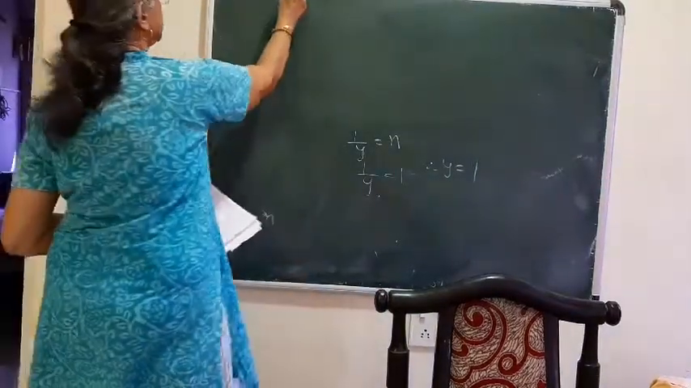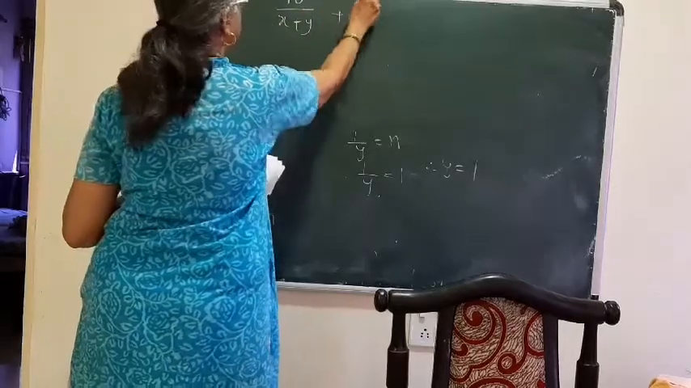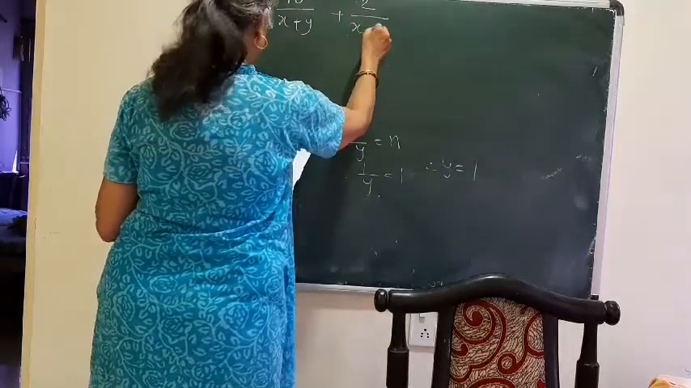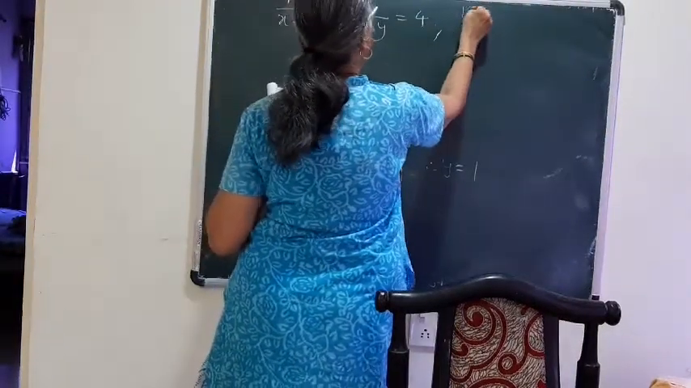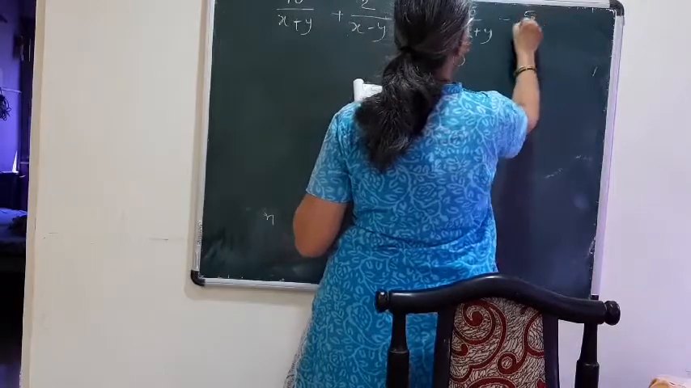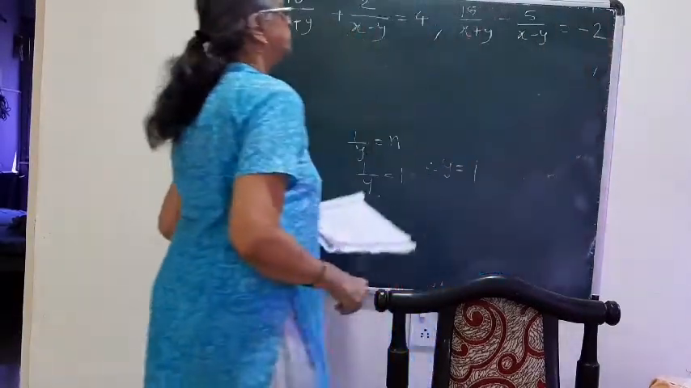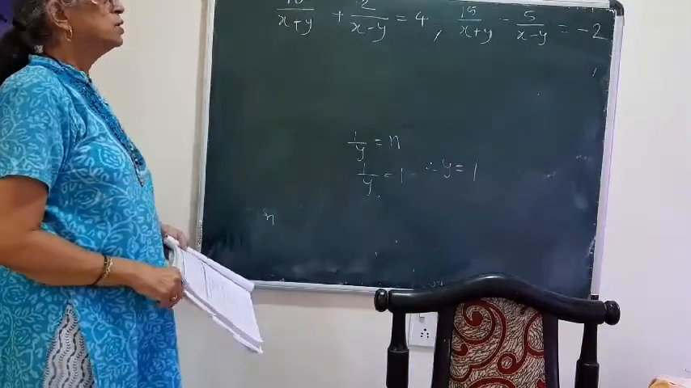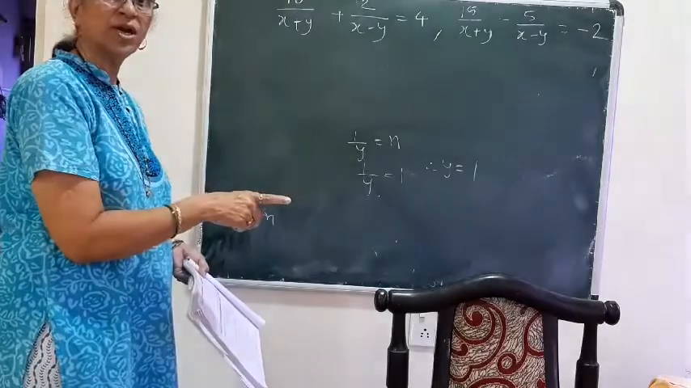10 upon x plus y plus 2 upon x minus y is equal to 4, and 15 upon x plus y minus 5 upon x minus y is equal to minus 2. So here, which are the common terms? x plus y and x minus y are the common terms.